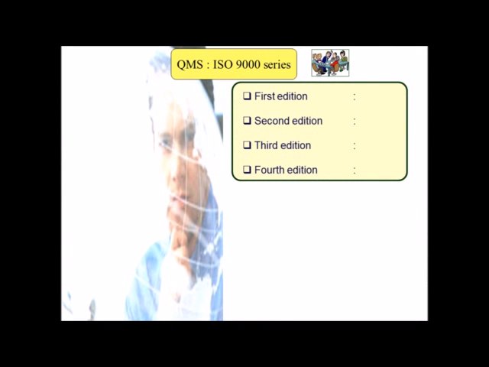Now let us focus on the ISO 9000 series, which is the base for ISO TS. Friends, the first edition came in the year 1987. Subsequently, the second edition came in 1994. With a lot of changes, the third edition was published in the year 2000, which is aligned to the PDCA cycle. And the latest is now the fourth edition, published in the year 2008.